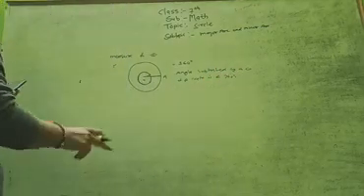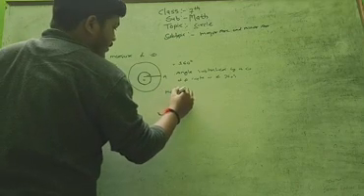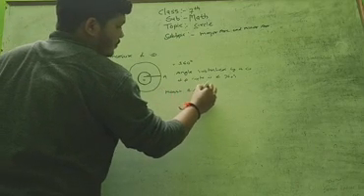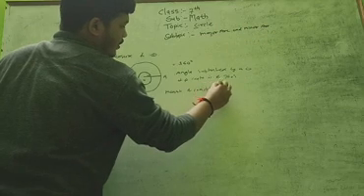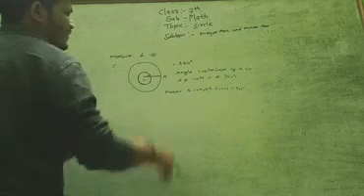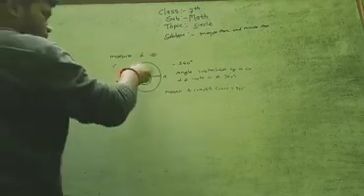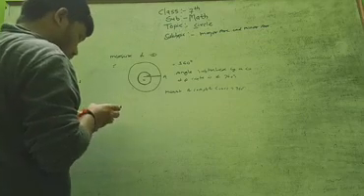Now the measure of a complete circle is 360 degrees, because the angle subtended by a circle at the center is 360 degrees. So the measure of a complete circle is 360 degrees.